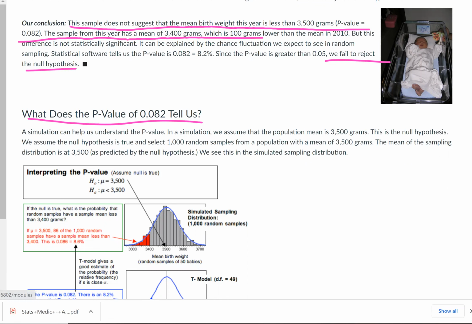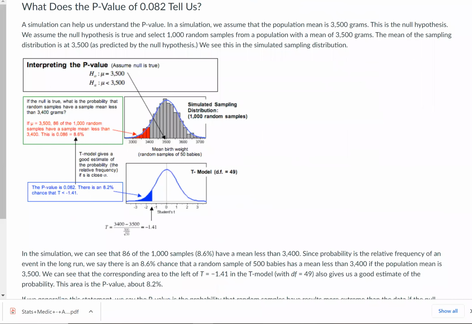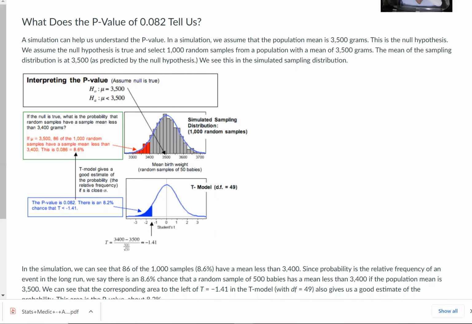Specifically, if we remember back when we used p-values to compare them to alpha, the significance level, but also what does it mean in the bigger context of things? A simulation can help us understand the p-value. In a simulation, we assume that the population mean is 3,500. The null hypothesis is true.